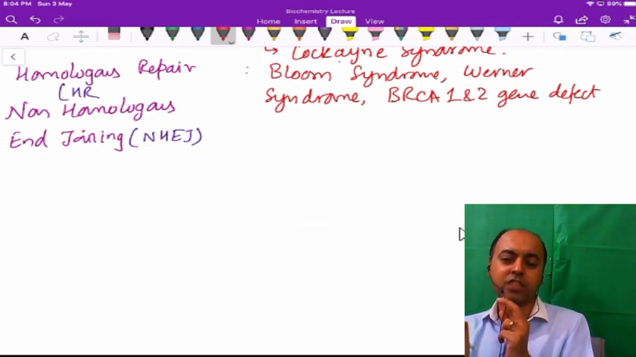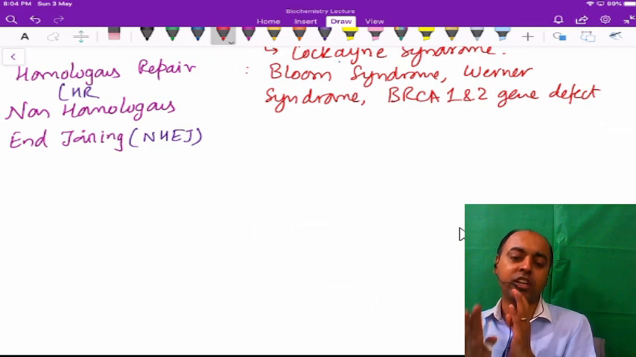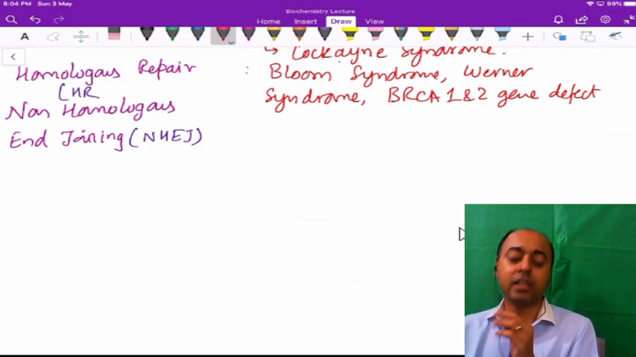So remember, only one gene defective, breast cancer. Both of them defective, then ovarian cancer will also be there, and prostate cancer in the males.